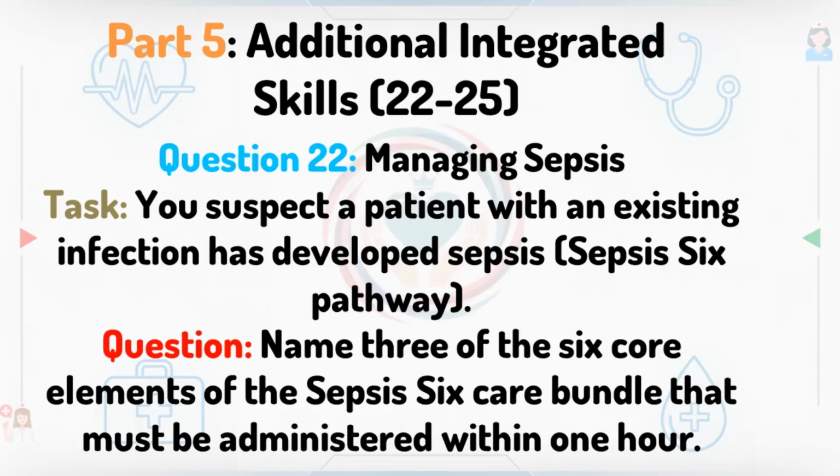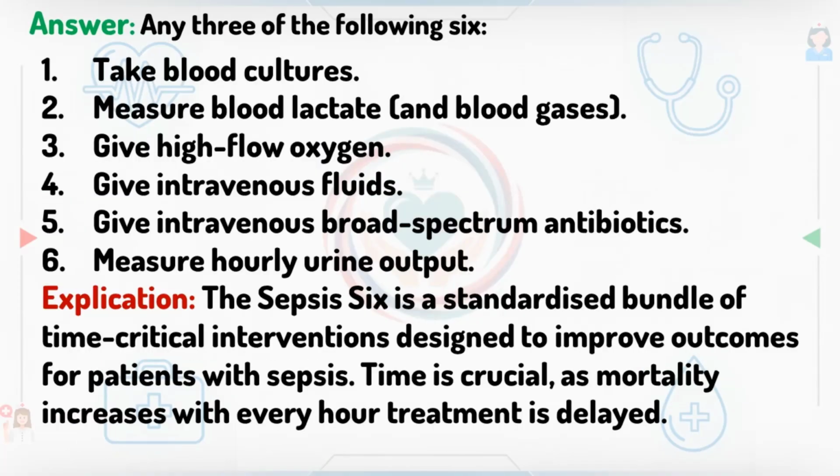Question 22. Managing sepsis. Task: you suspect a patient with an existing infection has developed sepsis. Sepsis 6 pathway. Question: name 3 of the 6 core elements of the Sepsis 6 care bundle that must be administered within 1 hour. Any 3 of the following 6 interventions.